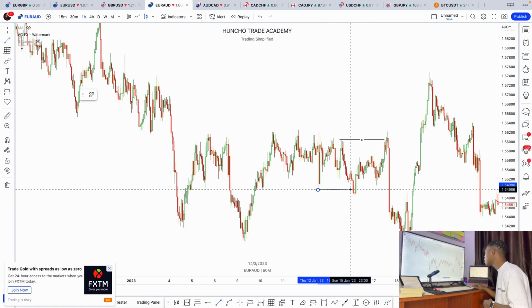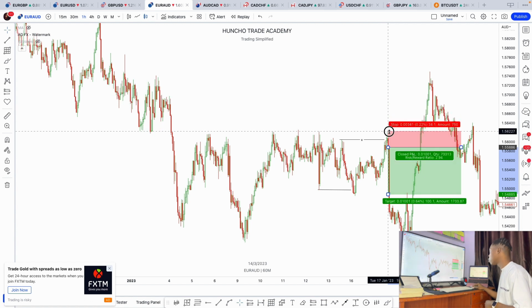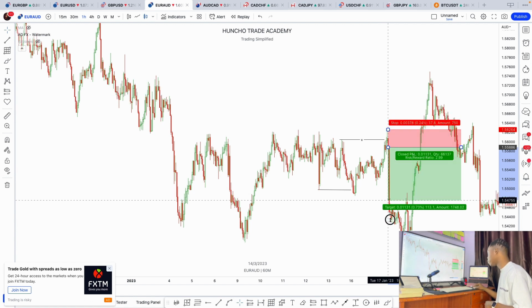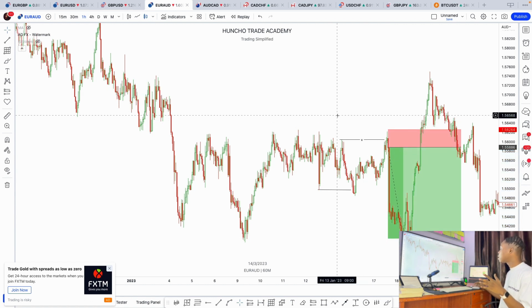So then I'm confident enough to take the trade upon confirmation. So this is where my own entry will be, right? Then my stop loss above this wick, right? And that will give me a 1 to 5 risk to reward, right?